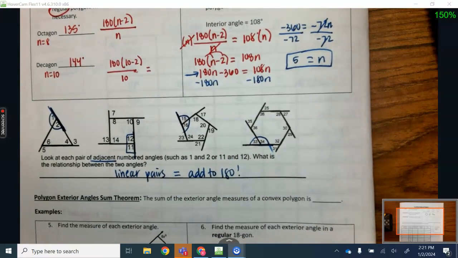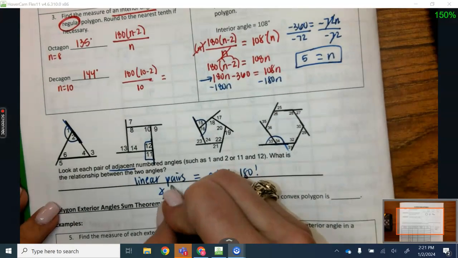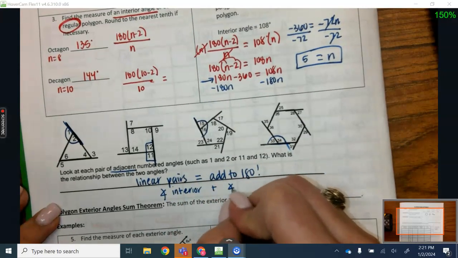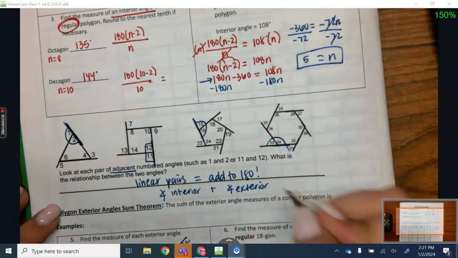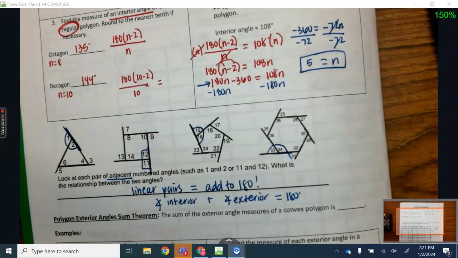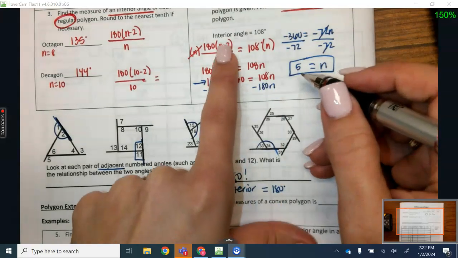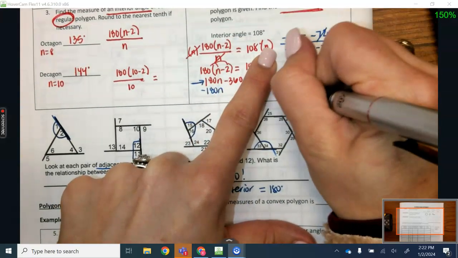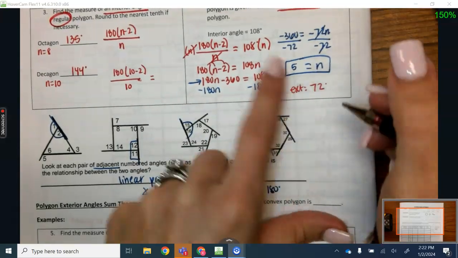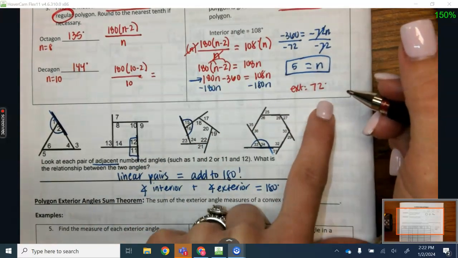Okay, so what you need to know is that for any polygon, right, one of the interior angles plus one of the exterior angles, right, the adjacent interior plus the adjacent exterior are going to add to 180. So going back to this problem, I know that if here's my interior angle, well, the exterior angle had to be 72, right? That exterior angle, 108 is the interior. The exterior has to add to 180, so it's 72.